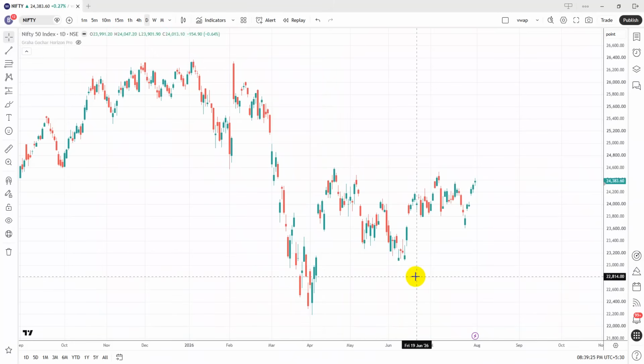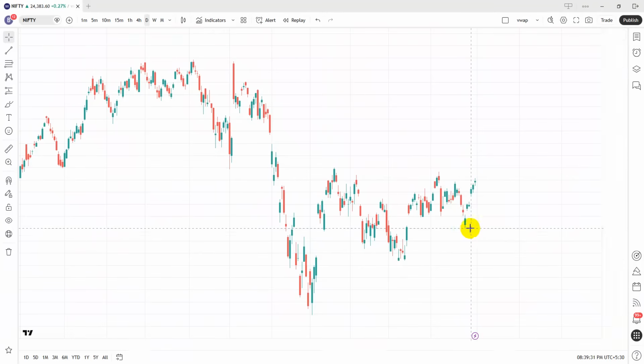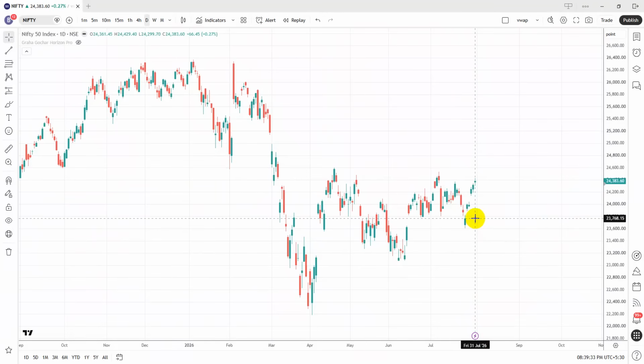Nifty has risen dramatically, almost 700 points of rally from 24th July. In the last six trading sessions, we have risen almost 700 points in a slow and steady fashion. So how to capture these kinds of moves?